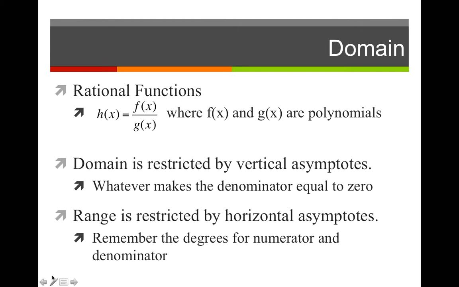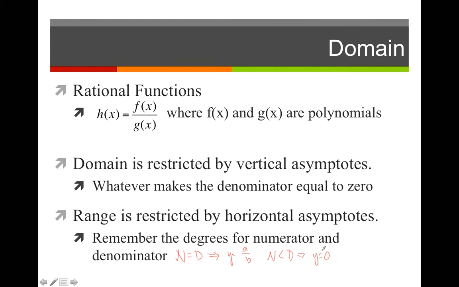Things like if the degree of the numerator is equal to the degree of the denominator. So if the degree of the numerator equals the degree of the denominator, that implies the horizontal asymptote is the ratio of leading coefficients. All right, so we call it A over B, the ratio of leading coefficients. If the degree of the numerator is less than the degree of the denominator, that implies the horizontal asymptote of y equals 0.